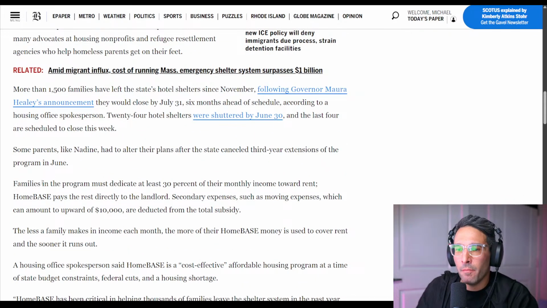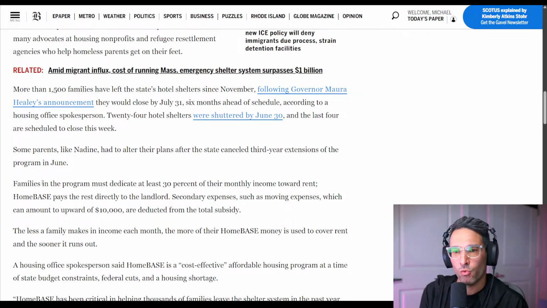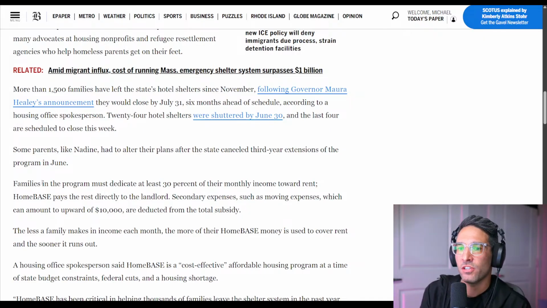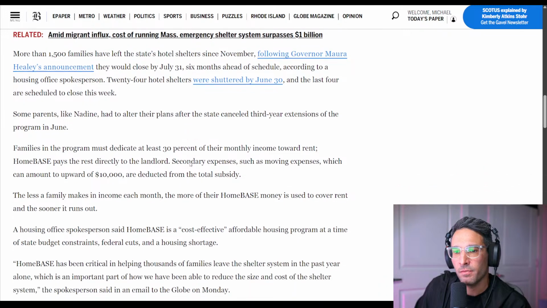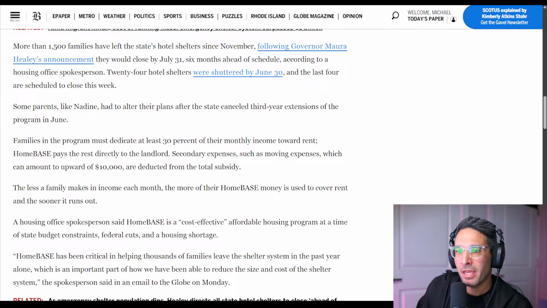Families in the program must dedicate at least 30% of their monthly income toward rent. Homebase pays the rest directly to the landlord. Secondary expenses such as moving expenses, which can amount to upwards of $10,000, are deducted from the total subsidy. The less a family makes in income each month, the more of their Homebase money is used to cover rent.